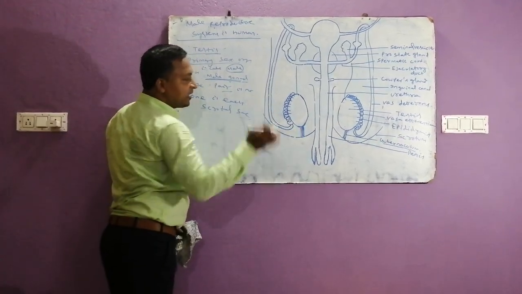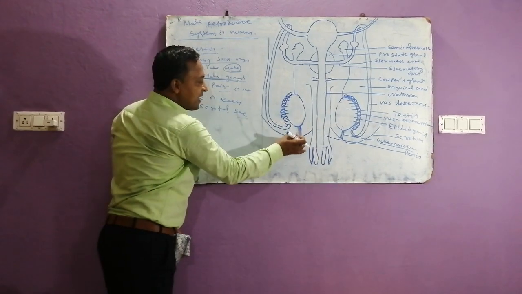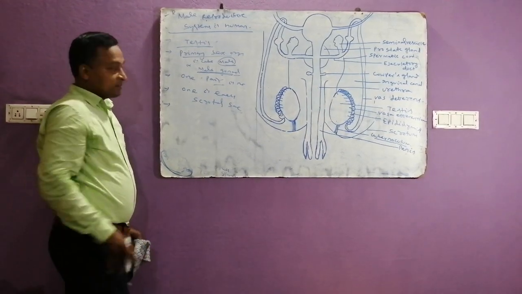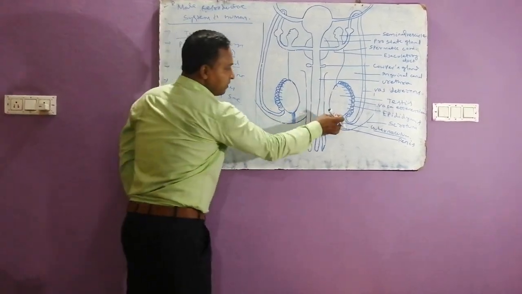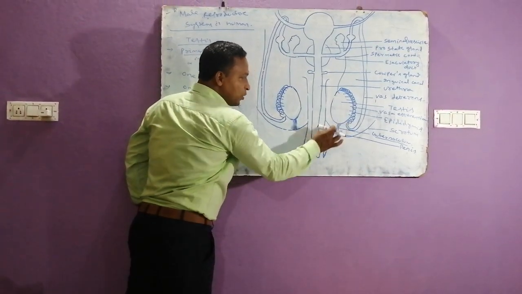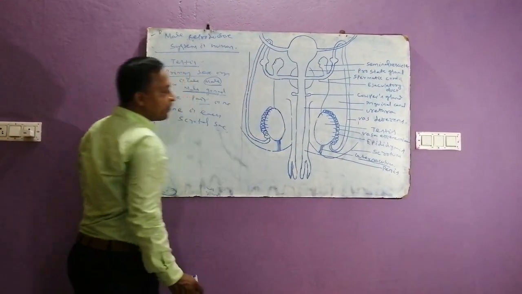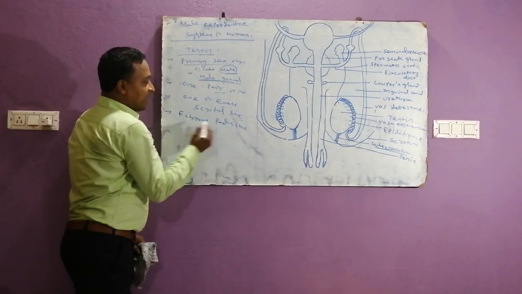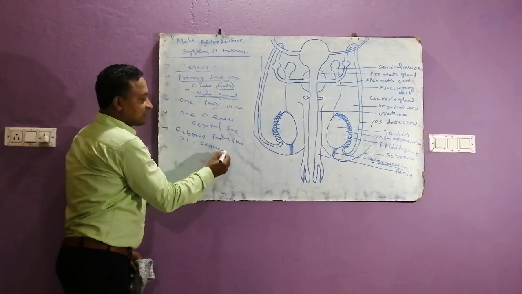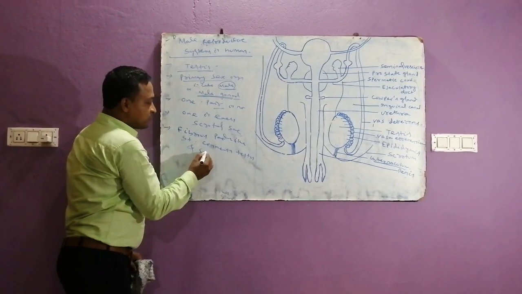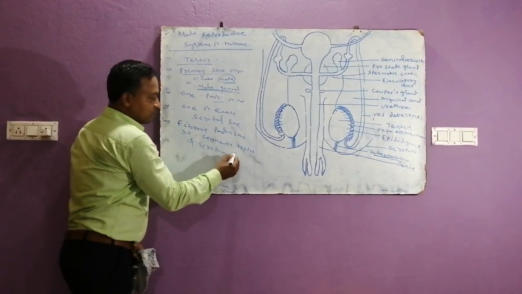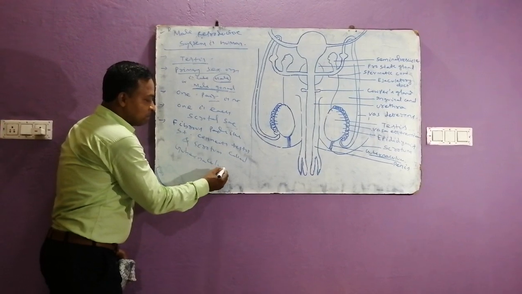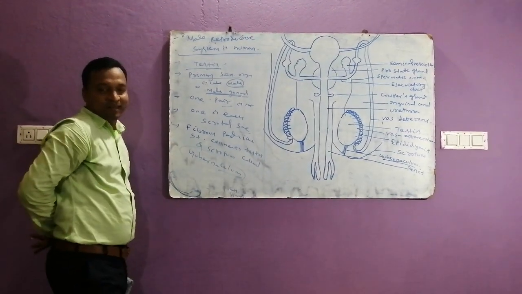The testes attach to the scrotum by a fibrous pad-like structure, which basically connects the testes with the scrotum. We can call that which one? A fibrous pad-like structure connecting testes and scrotum is called what? Gubernaculum. Yes.